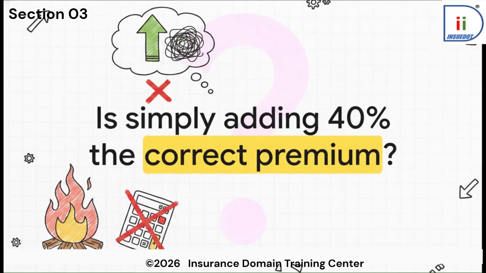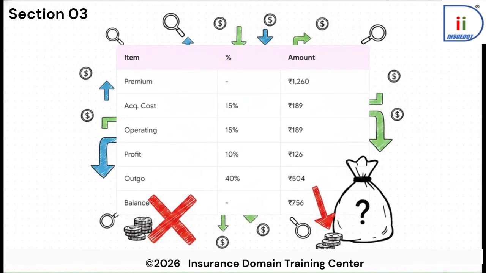But ask yourself, is that actually correct? Can we just slap that percentage directly on top of the base? Absolutely no way. Let's walk through the math step by step to see exactly why that simple addition completely fails us if we charge a final premium of 1,260 rupees.